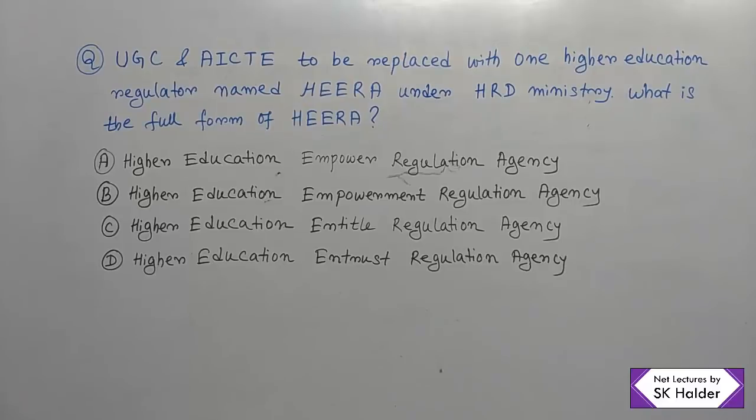UGC and AICTE to be replaced with one higher education regulator named HERA under HRD Ministry. What is the full form of HERA? Option A, Higher Education Empowered Regulation Agency. Option B, Higher Education Empowerment Regulation Agency. Option C, Higher Education Entitled Regulation Agency. Option D, Higher Education Interest Regulation Agency.